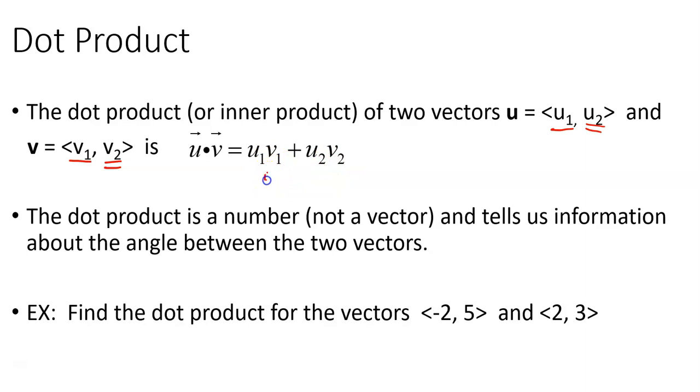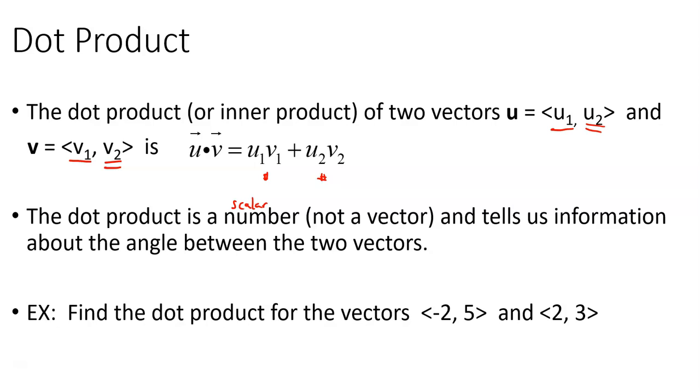So I've got a number here, I got a number here. If I add a number and a number, I get a number. Also, sometimes we call it a scalar. In other words, the dot product of two vectors is not another vector. The dot product of two vectors is just a constant number, or scalar as we call it. What it does is it tells us a number of things, but one of the big things it tells us is information about the angle between the two vectors.